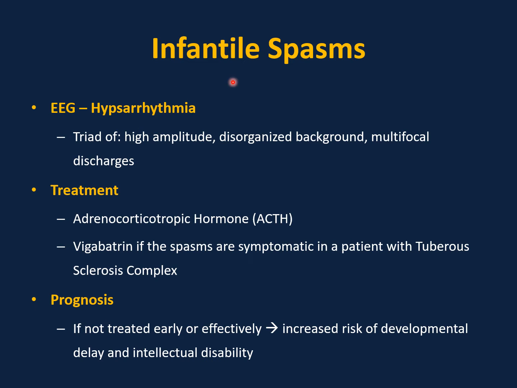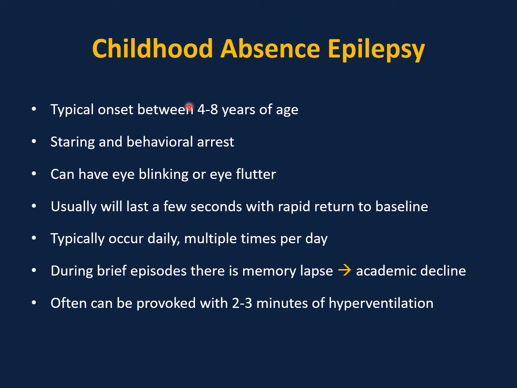That's why in the board and the clinical it is very important, because you have to diagnose it and you have to treat it early to prevent this complication, developmental delay and intellectual disability. Childhood absence epilepsy, the typical age is 4 to 8 years of age. It is not a classic presentation to have a 15 year old with new onset of absence epilepsy. You should look for something else.